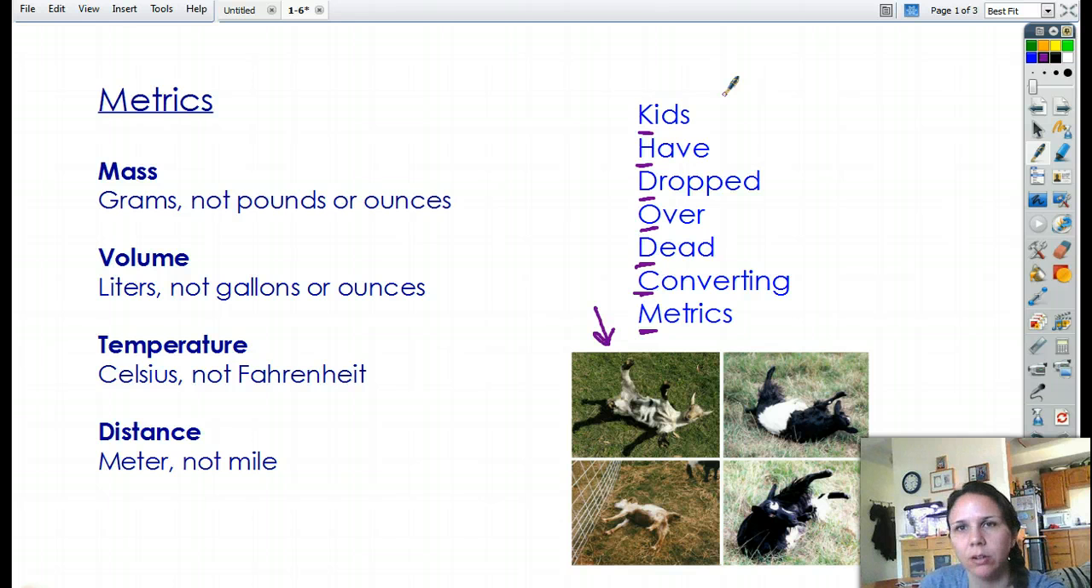Oh, my pen just died. Hold on. Come back. There we go. So we have kilo, hecta, deca, and then the O stands for the ones place or the base unit.